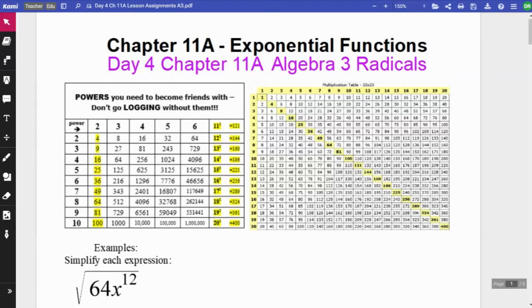Hello, this is day 4 from Unit 5 or Chapter 11A in the book, and this is about radicals. We've touched on this a little bit, mainly as it relates to the fact that fraction exponents can be rewritten in terms of a radical.